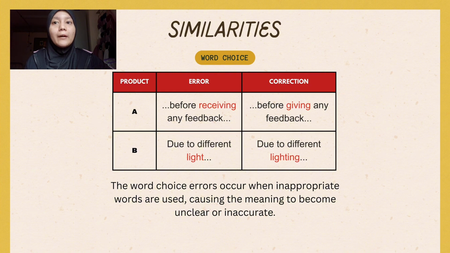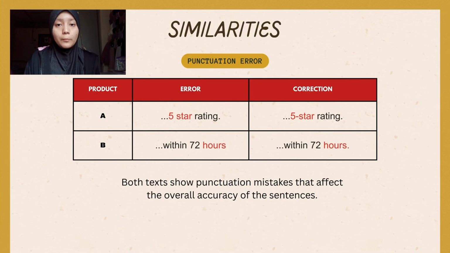The second one, we have light. We change it to lighting, because here we are talking about the setup or conditions of light, not just a single source of light. So now let's look at punctuation error. So both of the texts show punctuation mistakes that affect overall accuracy of the sentences. So the first one, we have 5-star rating. The 5-star, we added a hyphen, because the word 5-star is a compound adjective that is describing the noun rating.